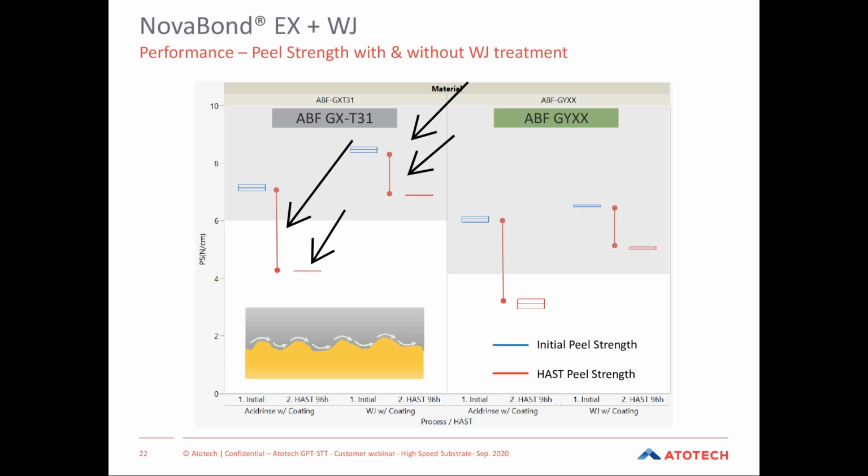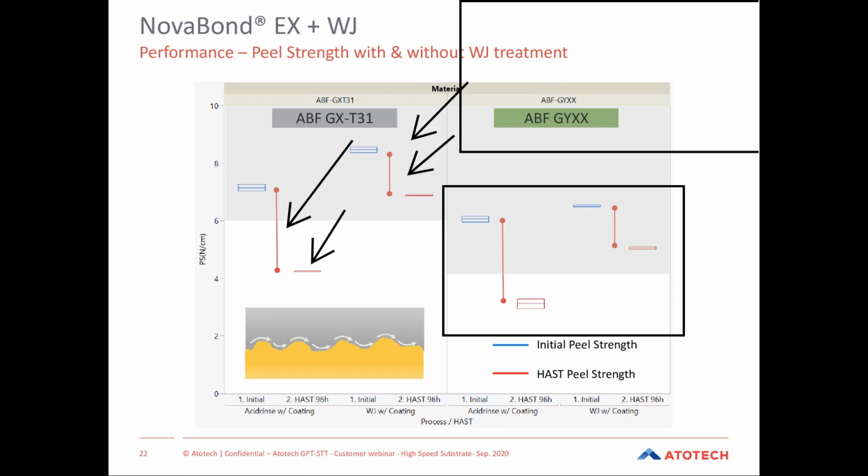And also for the other material, GYXX, you could see the same behavior. Without WJ pretreatment, the peel strength will significantly drop after the HAST, while with WJ pretreatment, there is no significant drop of adhesion after the HAST. Good adhesion, excellent.